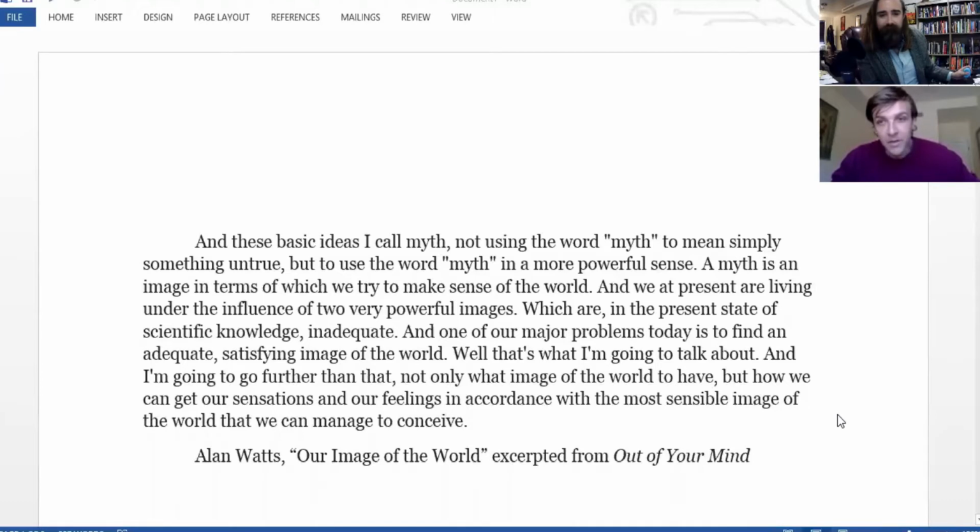Well, that's what I'm going to talk about. And I'm going to go further than that. Not only what image of the world to have, but how we can get our sensations and our feelings in accordance with the most sensible image of the world that we can manage to conceive.